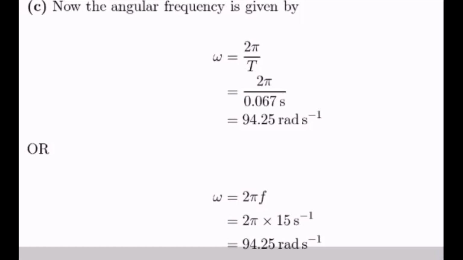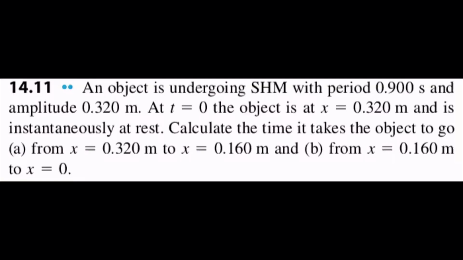For our question number 2, it teaches us how the elements of motion relate to each other and that we can solve each problem using different methods. Now, for our last question, the object is undergoing SHM with a period of 0.9 seconds and the amplitude of 0.32 meters. At time equals 0, the object is at x equals 0.32 meters and it is instantaneously at rest.